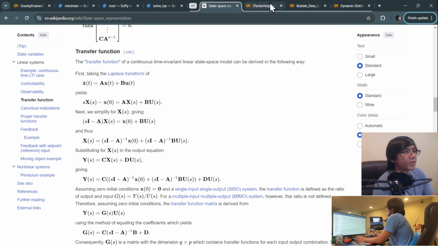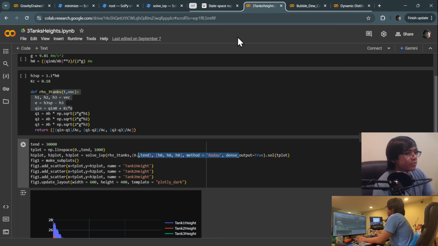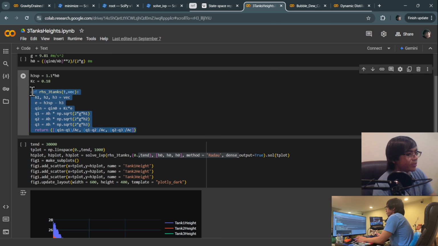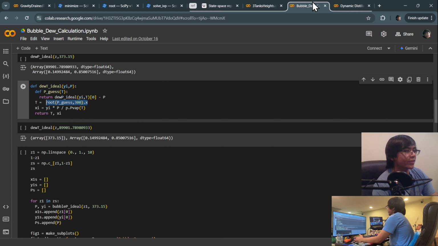I'll keep these open. I think I have these open as references. So this is actually the 3 tanks we use. I think this is one of the first videos we did. I'll just code it again. I don't feel like I should copy it. And then we had an example for our root. We just took a parameter and a function, and then we had a guess for the single parameter.